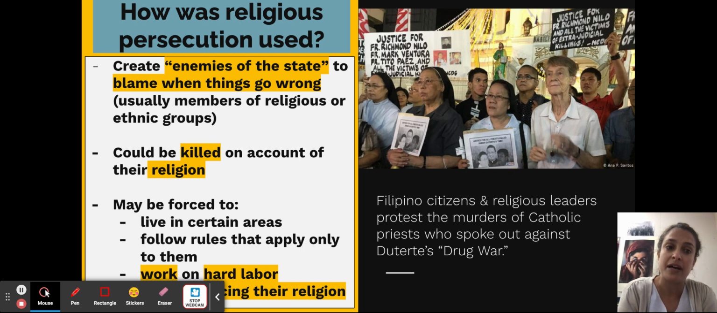Another example we can think of is the Holocaust. That is when Nazi Germany said that Jewish people were the enemies of the state. Jewish people, gypsies, and a variety of other people. Any group that is said to be the common enemy can be killed on account of their religion. They might be forced to live in certain areas, follow rules that only apply to them, work on hard labor. Remember, we saw the hard labor camps in the Stalin slides, and they might be forced to stop practicing their religion. That was something that was very prominent in Russia.